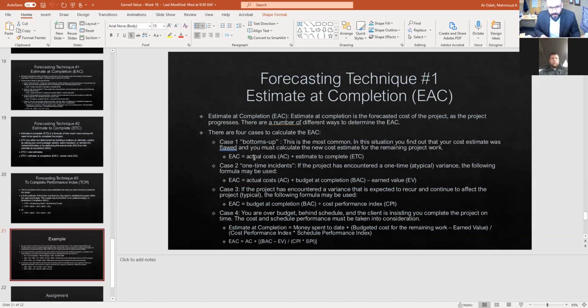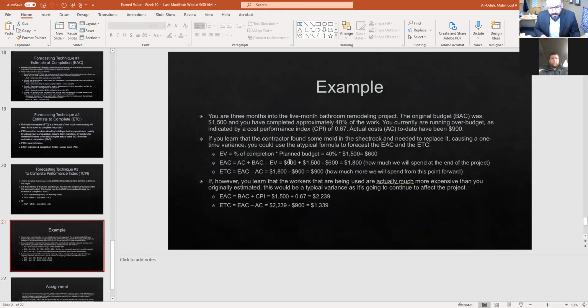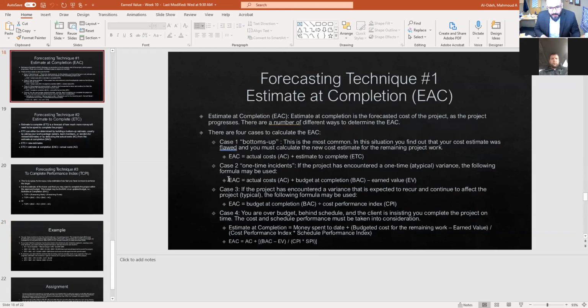Similar to the example, what we did here, we found that that's the budget here, and what would be the estimate to complete. The second case in here would be a one-time incident. When we have a one-time incident, what we need to do is add the actual cost plus the budget at completion minus the earned value.